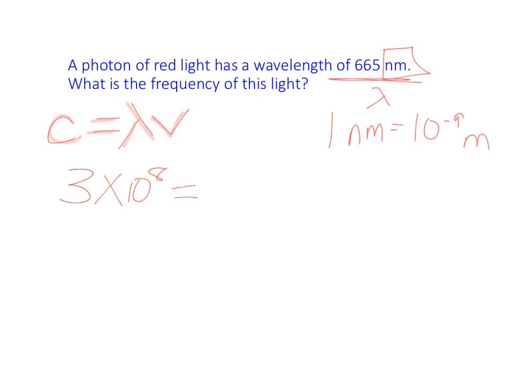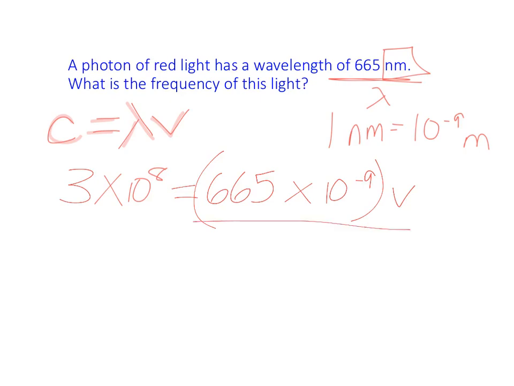And then our wavelength is 665 times 10 to the negative 9th meters. And then we're trying to find the frequency, which is V. So we do a little algebra. We're going to divide by this on both sides, so basically bringing this over here, dividing.